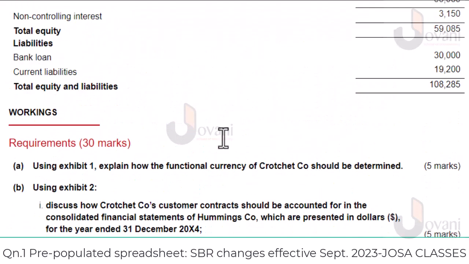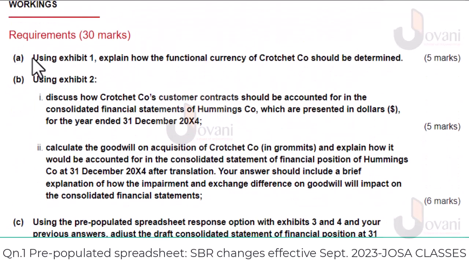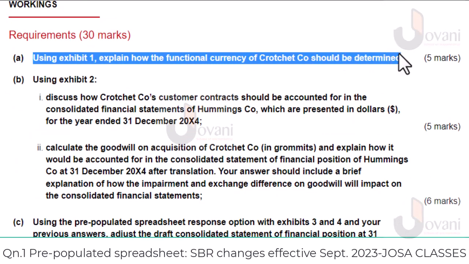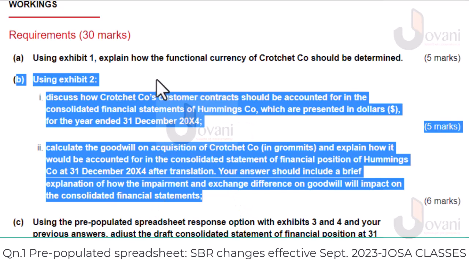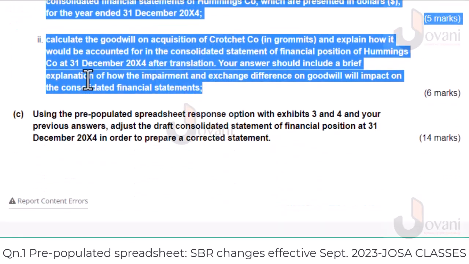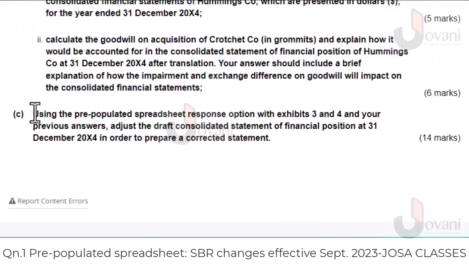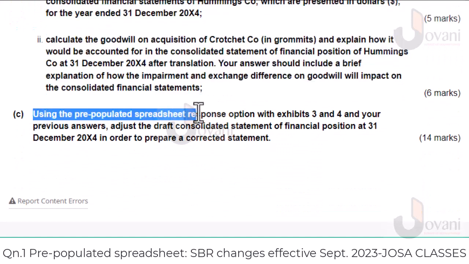So what you should know is, Part A, you're going to answer it in your word processor. Part B, you answer it in your word processor. And remember, you're making some corrections. All these corrections that you're making in Part B, especially where there are calculations, should have an impact on your financial statements. That's why we are saying using the information already in the spreadsheet response.